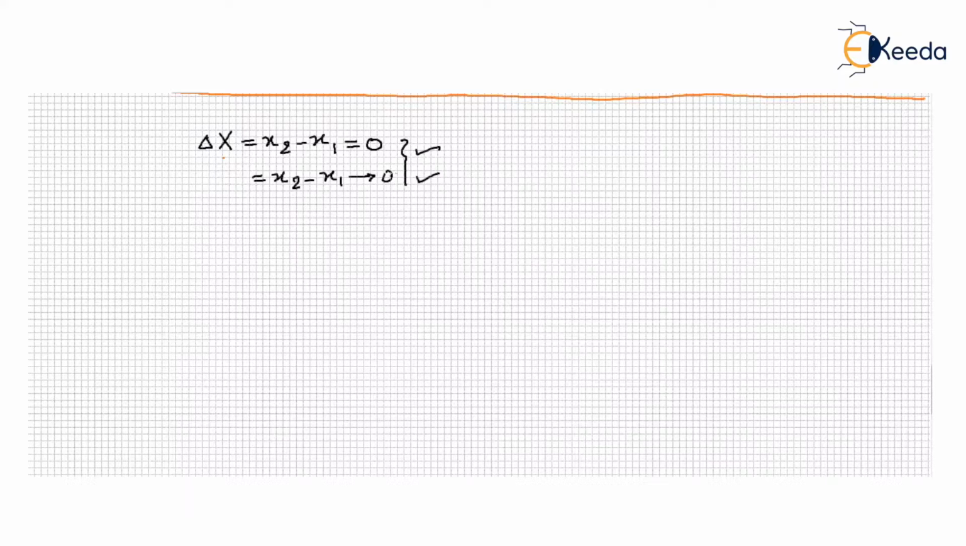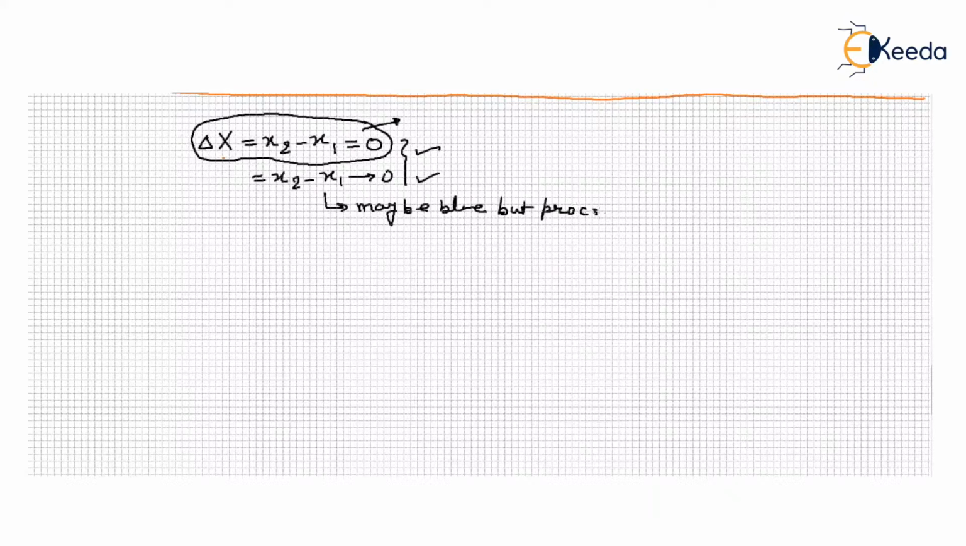Thermodynamics says that this is our dead state. That means there is no process happening. That means there is a balance between system and surrounding. This may be balanced, but process will execute. Or this is balanced, but no process will execute. That means dead state.